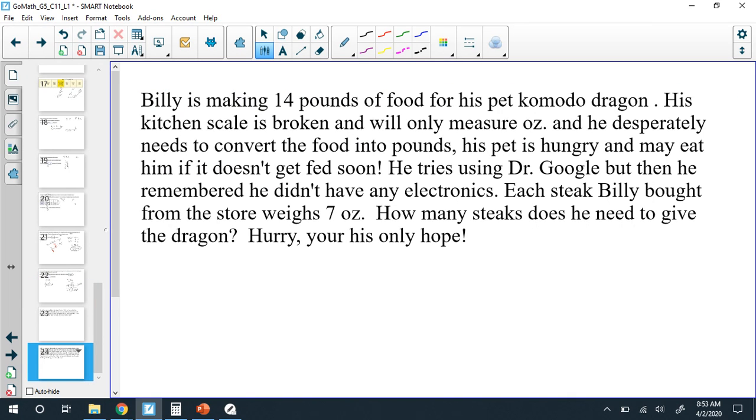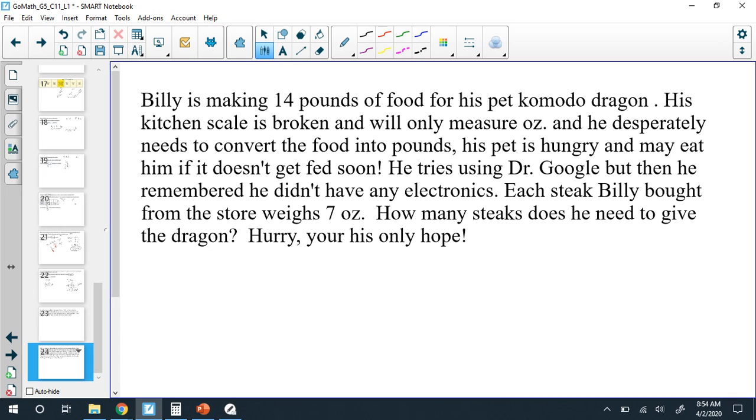All right, the last one we're going to look at was partially made up by Ike, and I also contributed to it. So let's look at this one, then we'll pause it and try and solve it. Billy is making 14 pounds of food for his pet Komodo dragon. His kitchen scale is broken and will only measure ounces, and he desperately needs to convert the food into pounds. His pet is hungry and may eat him if it doesn't get fed soon. He tries using Dr. Google, but then he remembered he didn't have any electronics. Each steak Billy bought from the store weighs 7 ounces. How many steaks does he need to give the dragon? Hurry up. You're his only hope.